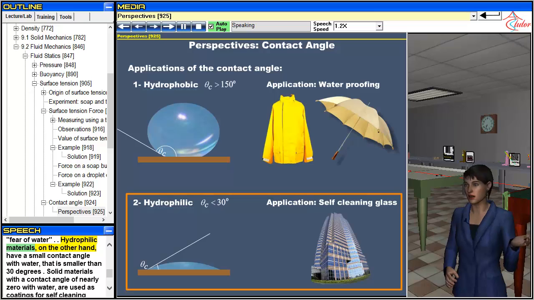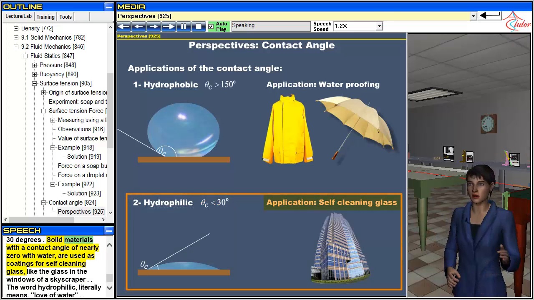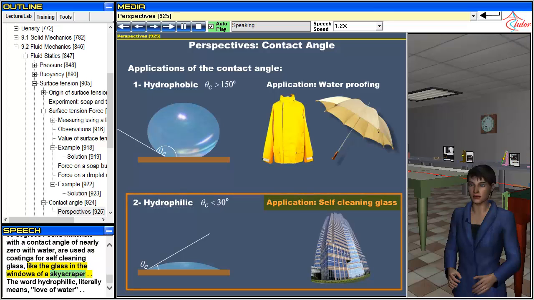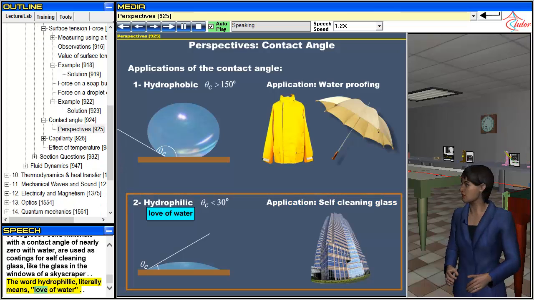Hydrophilic materials, on the other hand, have a small contact angle with water that is smaller than 30 degrees. Solid materials with a contact angle of nearly zero with water are used as coatings for self-cleaning glass, like the glass in the windows of a skyscraper. The word hydrophilic literally means love of water.